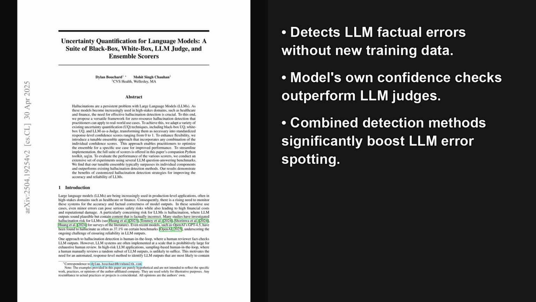Wrapping up our look at this paper on uncertainty quantification for language models, it's clear that having robust methods to gauge LLM confidence is really crucial. A key takeaway for me is how effective the Ensemble UQ methods are, consistently outperforming individual scorers and particularly the LLM-as-a-Judge approaches. This kind of research is vital for building more reliable and trustworthy LLMs.